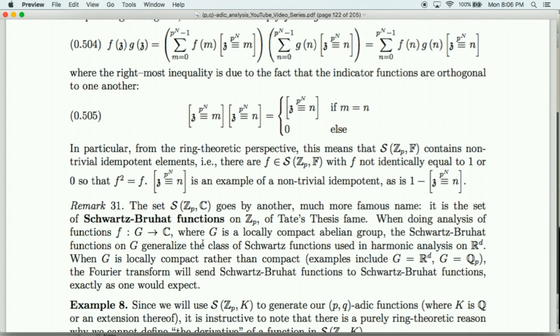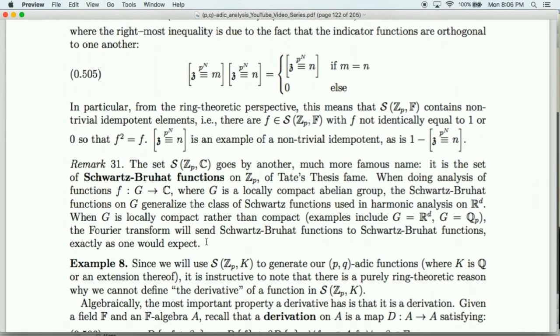And when G is locally compact rather than compact, the Fourier transform will send Schwartz-Bruhat functions to Schwartz-Bruhat functions, exactly as it sends Schwartz functions to Schwartz functions. It was just a fun exercise.